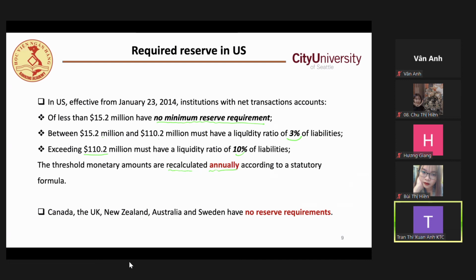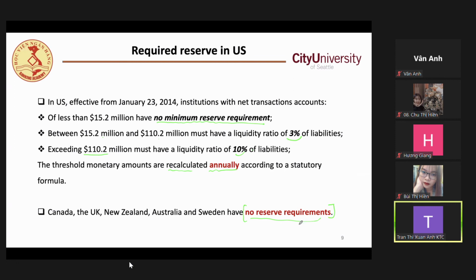Okay, so it means even the central bank of the US has a flexible reserve requirement. However, this also changes every year. And in other countries, let's say Canada, the UK, Australia, and Sweden, there are no reserve requirements. That is a very interesting point when you compare with other central banks. So why do they have no reserve requirements?